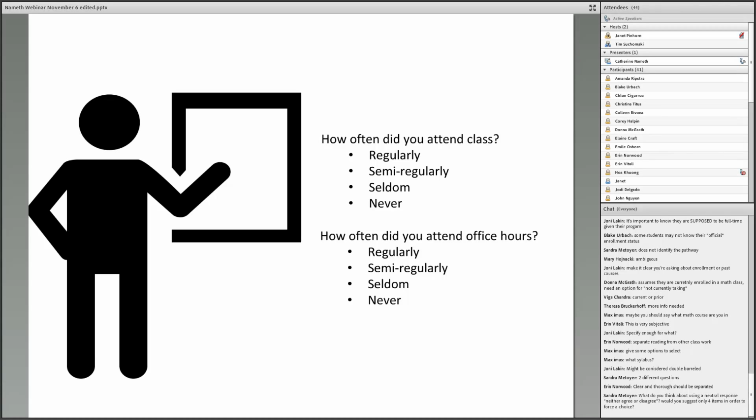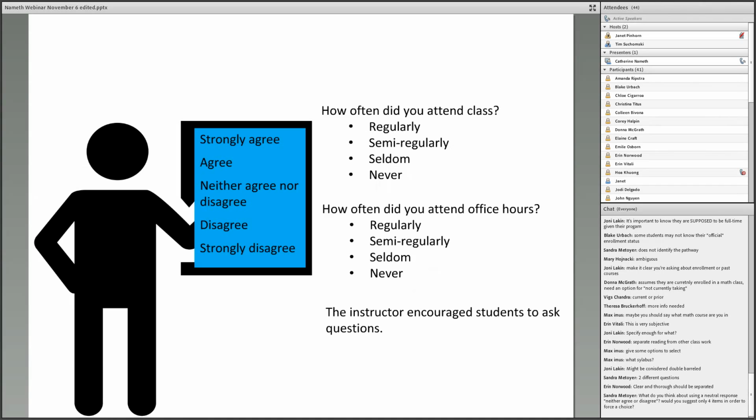Now, for both of these, there's no correct answer. Ideally, if we're an administrator or an instructor, we want students to say, oh yes, I regularly attended class, I regularly attended office hours. But we're asking these questions just to get some points on their behavior. So now we will know how often they attended class, how often they attended office hours, and now we can ask another layer of the question or the prompt.